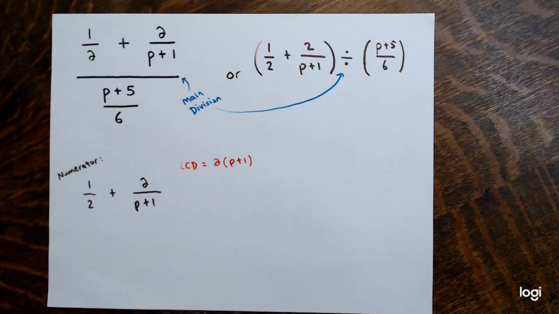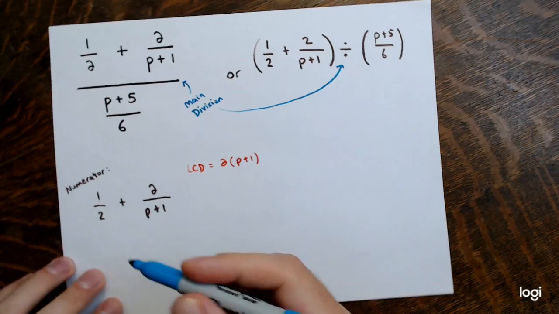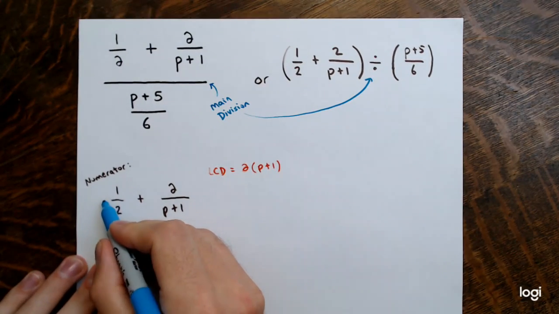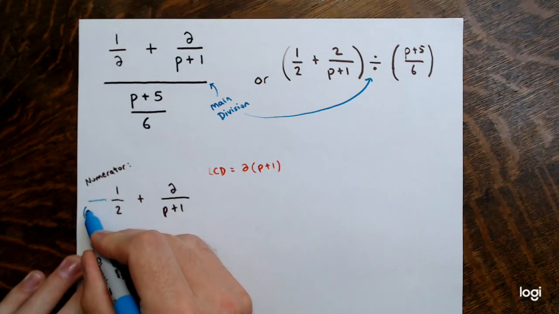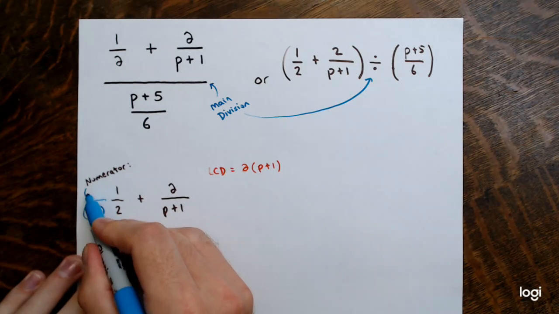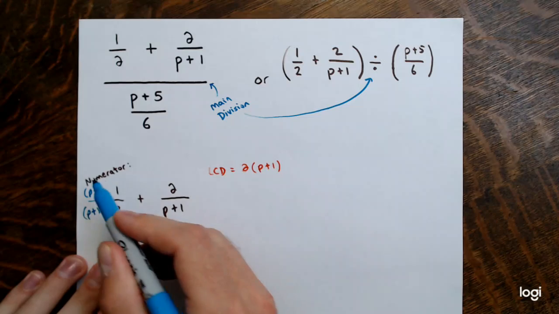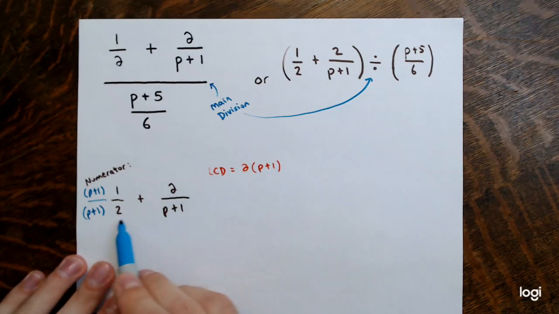But as you've probably seen in other videos where I'm adding and subtracting, I like to keep my denominators factored until the very end. It just makes simplifying the fraction at the end that much easier. Okay, so now I'm going to multiply. This half here, I'm going to multiply the denominator by the quantity p plus 1, and also the numerator by p plus 1 to get that LCD.